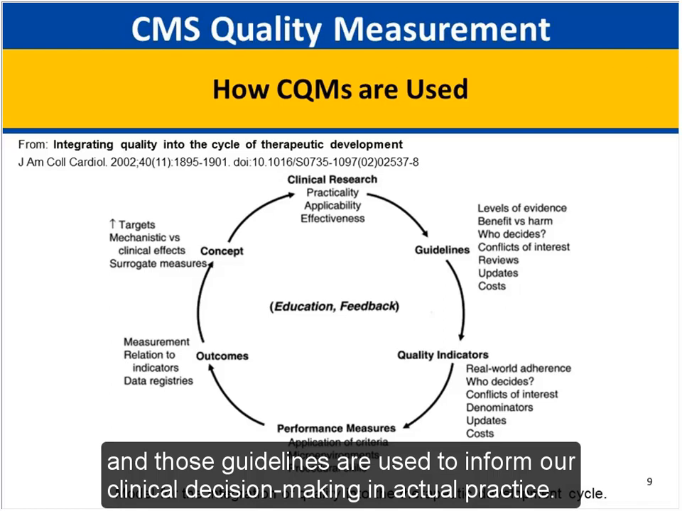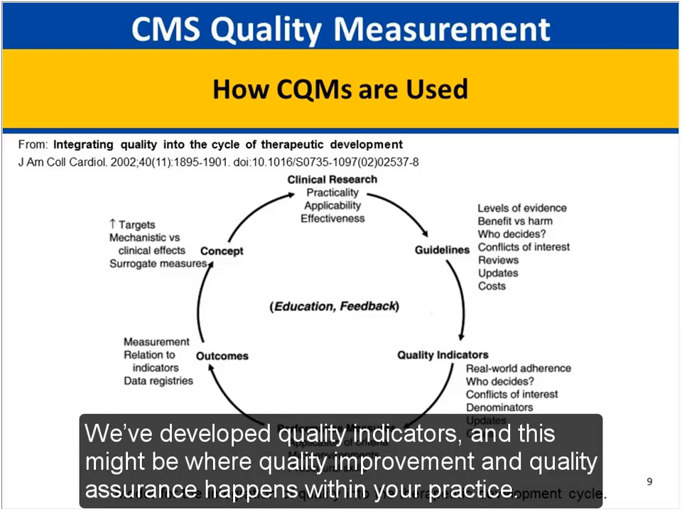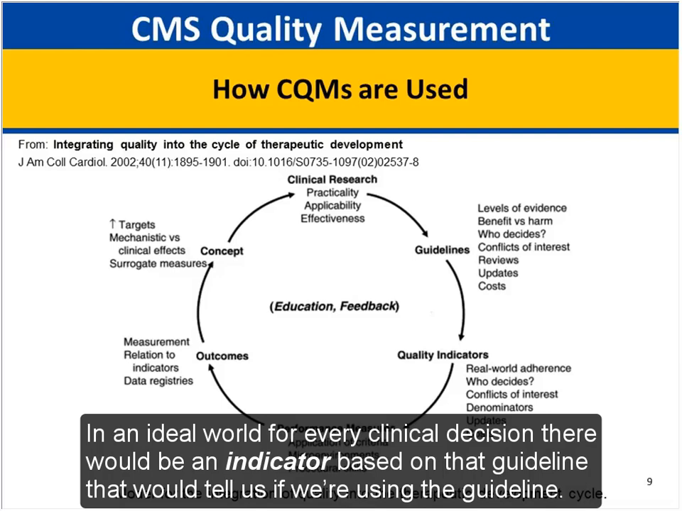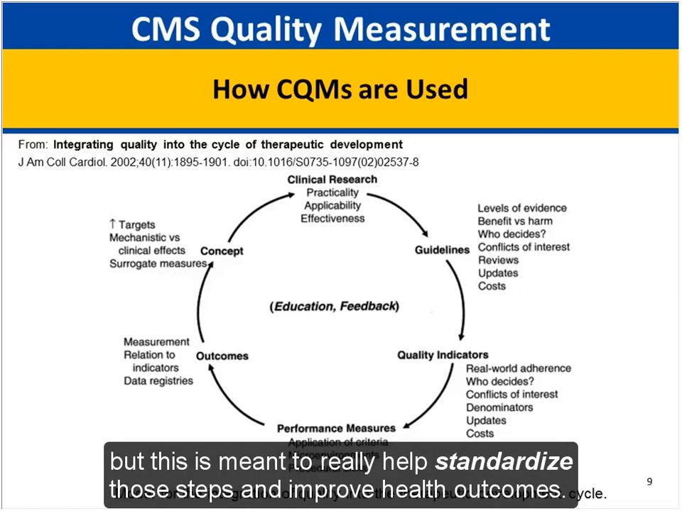So now we want some way of evaluating whether or not we're using these recommendations, and we develop quality indicators. And this might be where quality improvement and quality assurance happens within your practice. In an ideal world, for every clinical decision, there'd be an indicator based on that guideline that would tell us if we are using the guideline. We know in practice that you can't always implement the guidelines step by step, but this is meant to really help standardize those steps and improve health outcomes.